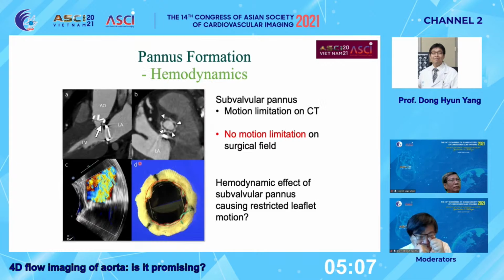There is a very interesting hemodynamic phenomenon related to pannus formation. Take a look at this patient showing motion limitation on CT. Here, this leaflet is opened, but this leaflet did not open. There was a subvalvular pannus here, but in the surgical field, there was no motion limitation in the prosthetic valve. After experiencing this case, my question was, is there any hemodynamic effect of subvalvular pannus causing restricted leaflet motion?